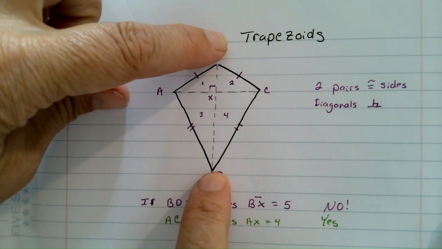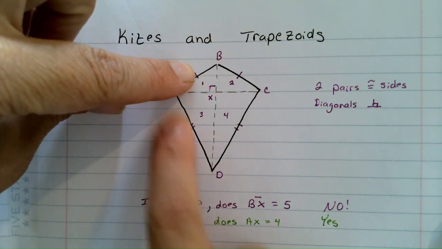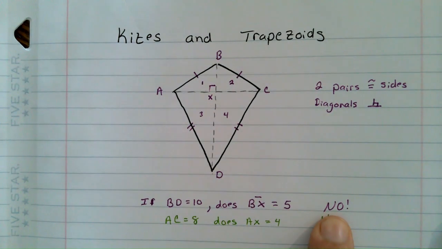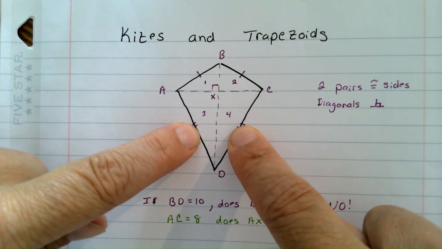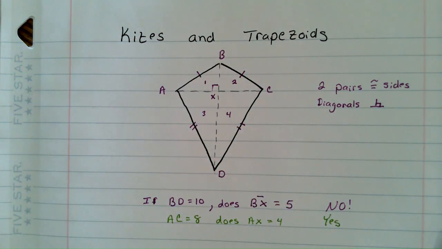Here, this was not congruent to this. That's why we had the no. So we just have to make sure we understand which one is which and use them accordingly. There's not much more to kites, but it is really important to know that their diagonals are perpendicular. Okay, two pairs of congruent sides, these adjacent ones, these adjacent ones, and the diagonals are perpendicular.